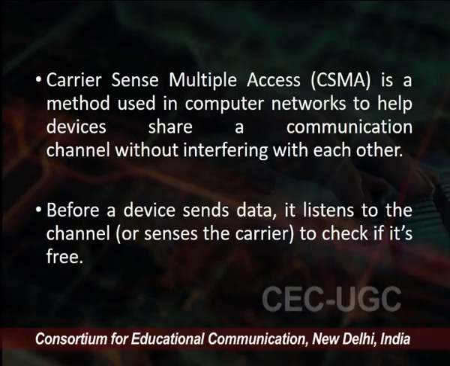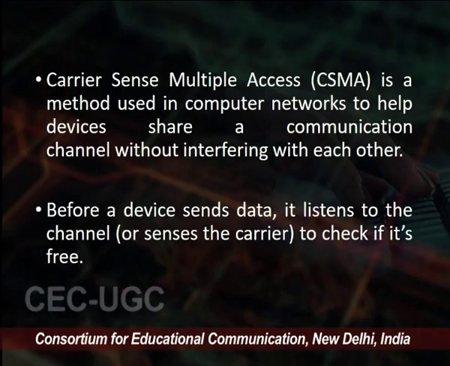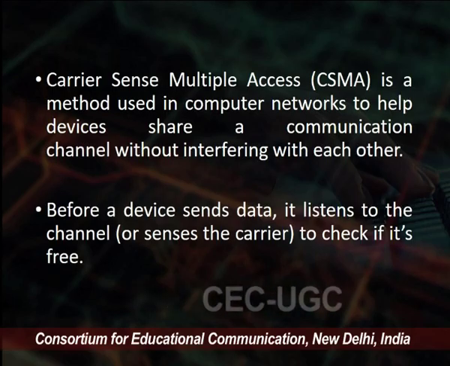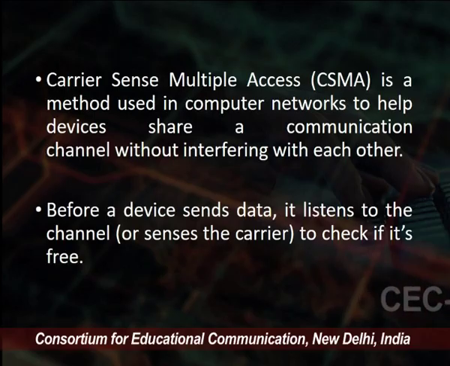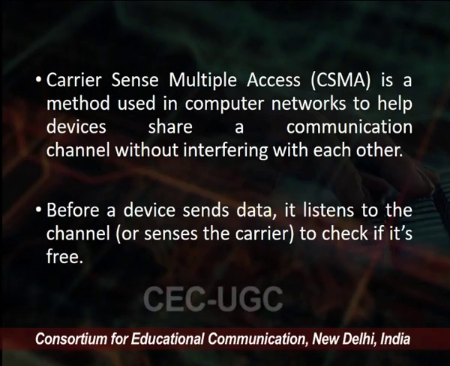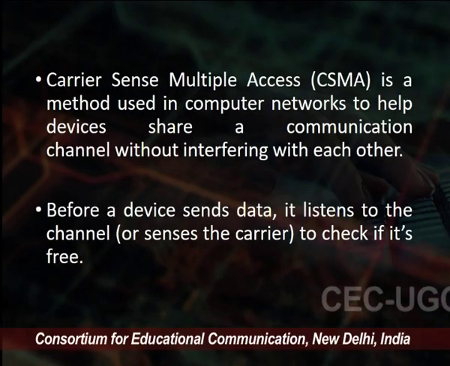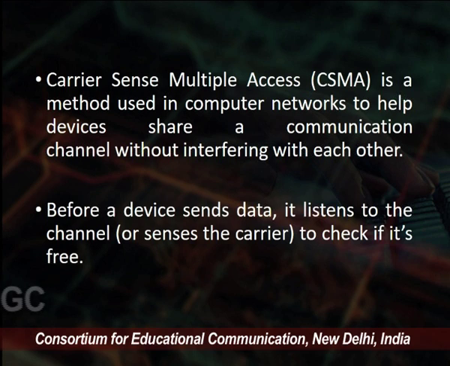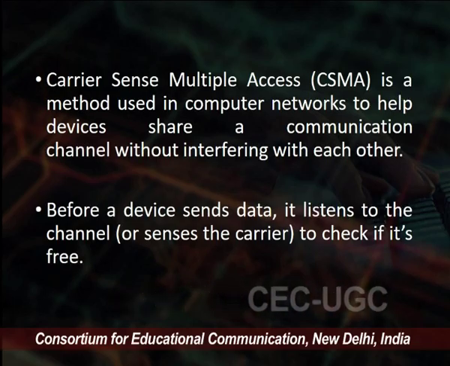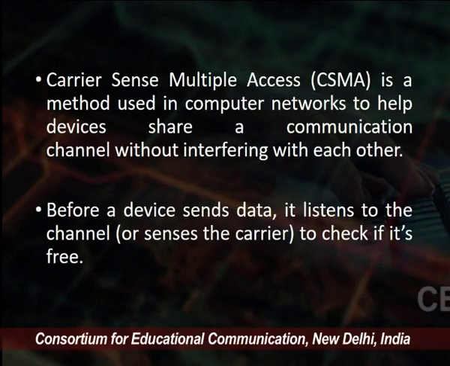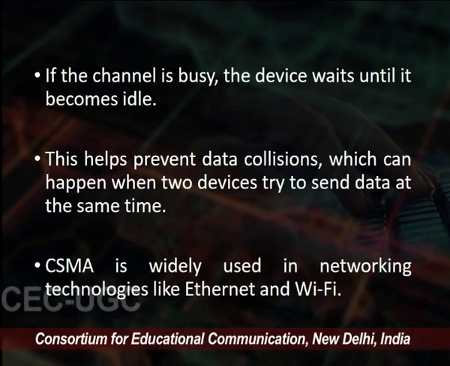Carrier sense multiple access, CSMA, is a method used in computer networks to help devices share a communication channel without interfering with each other. They are able to do this because they are sensing the medium. Before a device sends, it listens to the channel, in other words it senses the carrier, to check whether the channel is free or not. And if the channel is busy, the device will wait until it becomes idle.